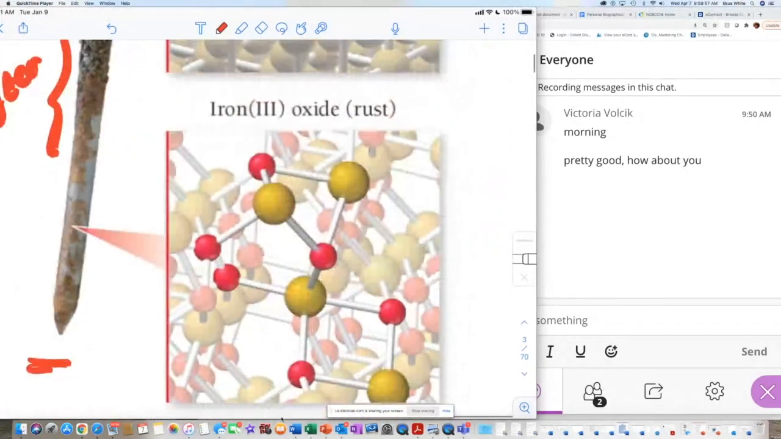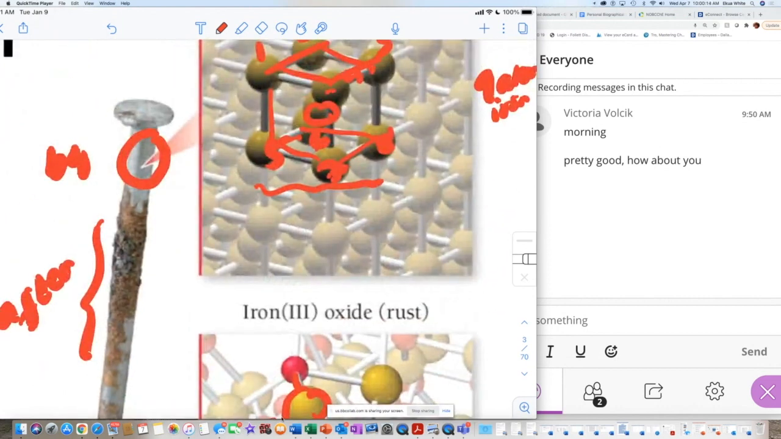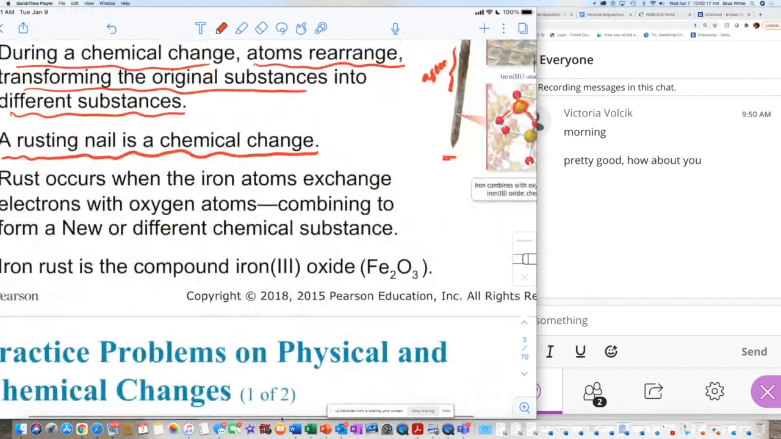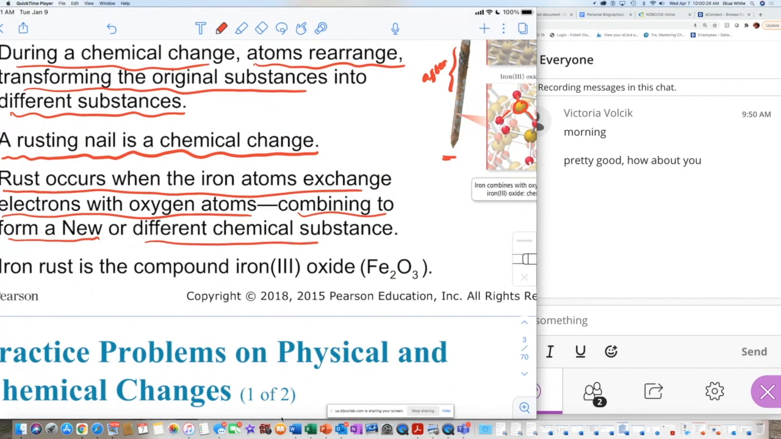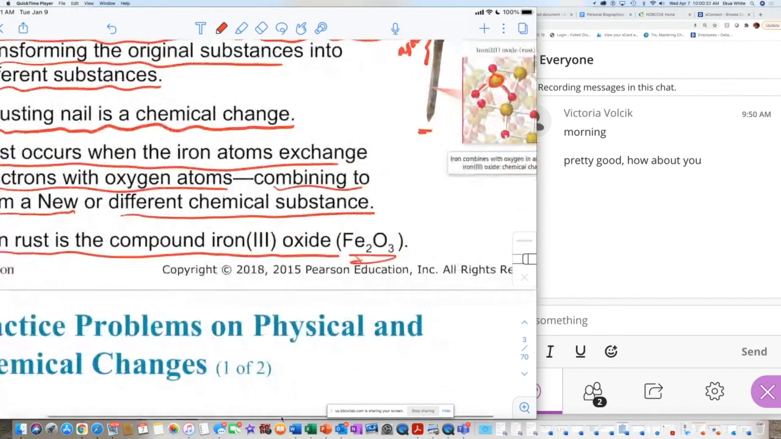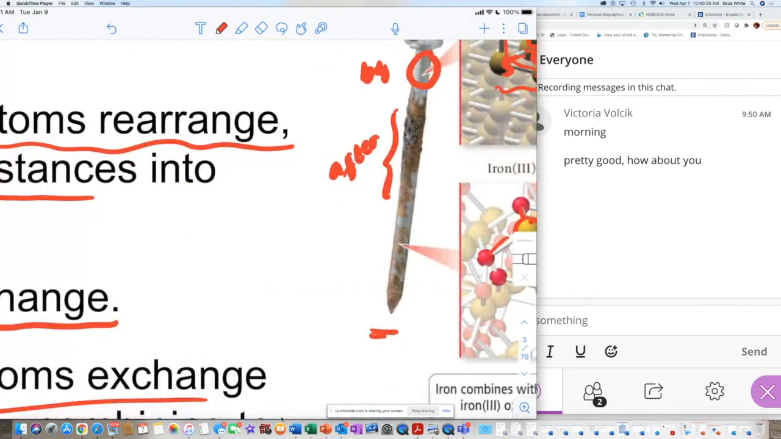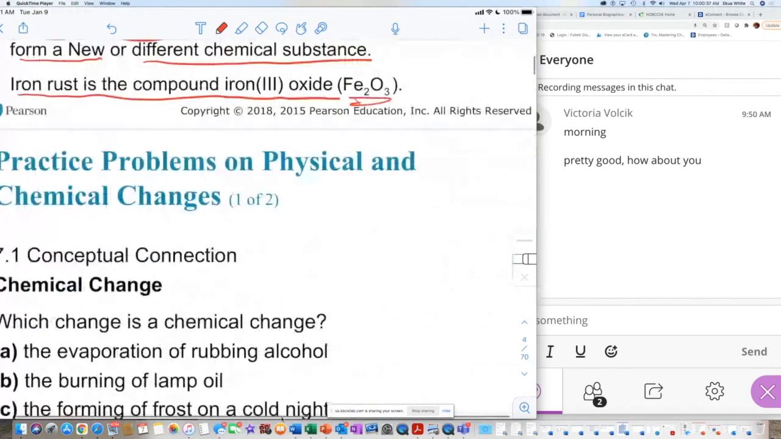And then when the oxygen comes to incorporate itself within the structure, now the oxygen is literally part of the equation. And you can see right here, the bonding changed completely. The bonding style changed, right? Now iron is surrounded by oxygen versus back here, iron was surrounded by iron. Okay. So we're told here rust occurs when iron atoms exchange electrons with oxygen atoms, combining to form a new or different chemical substance. Iron rust is composed of iron 3 oxide, which is this right here. The appearance of iron rust is, it looks more like dirt, but it's really just rust.